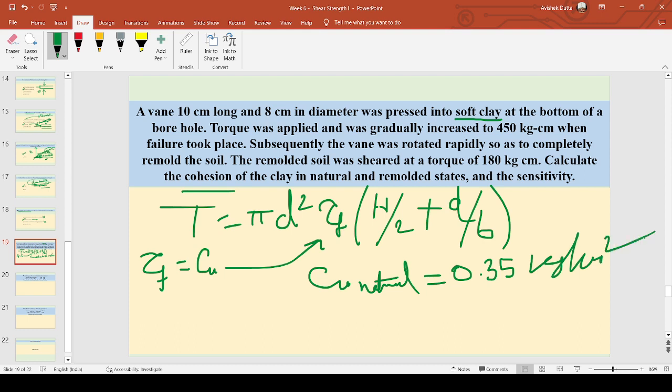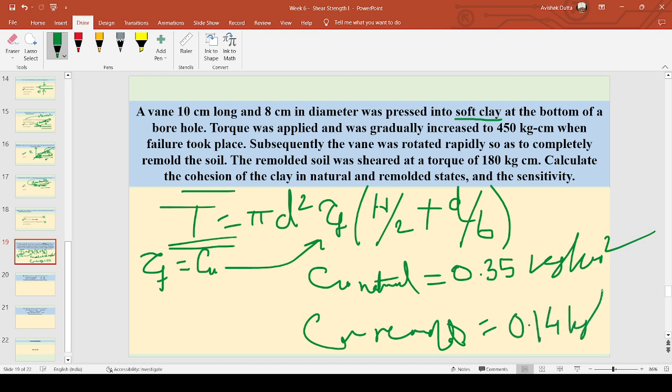Now in the remolded soil, the torque applied for failure was 180 kg centimeter. So in the equation, we replace 450 by 180 in place of capital T, with all the other parameters remaining the same, that is H equals 10, D equals 8, and we get Cu remolded to be equal to 0.14 kg per centimeter square.